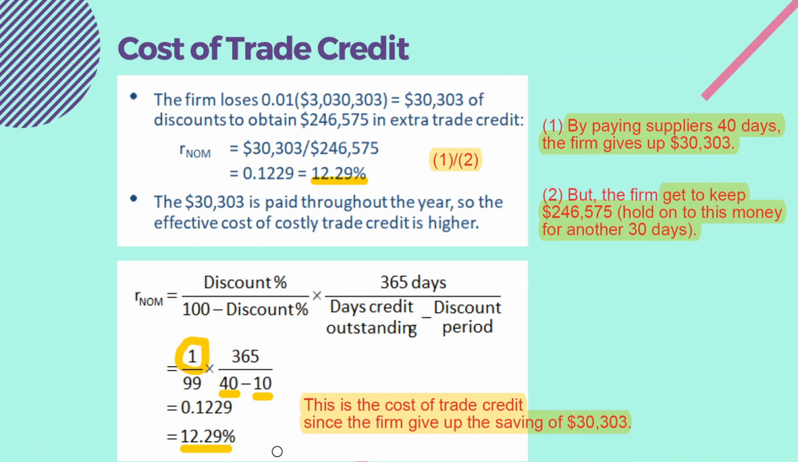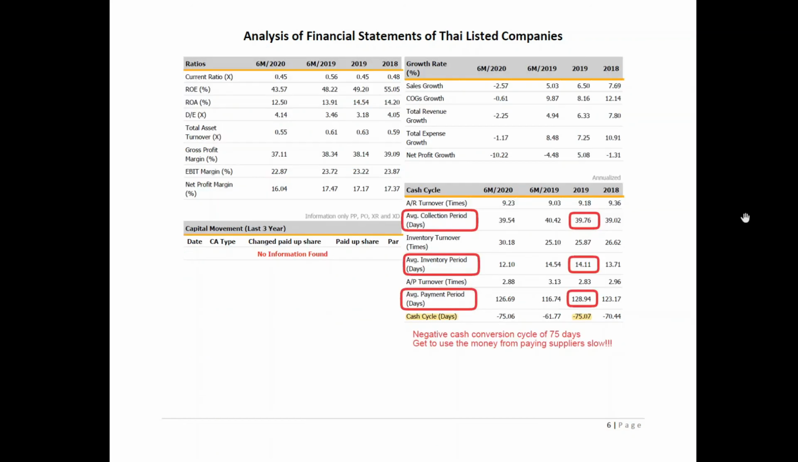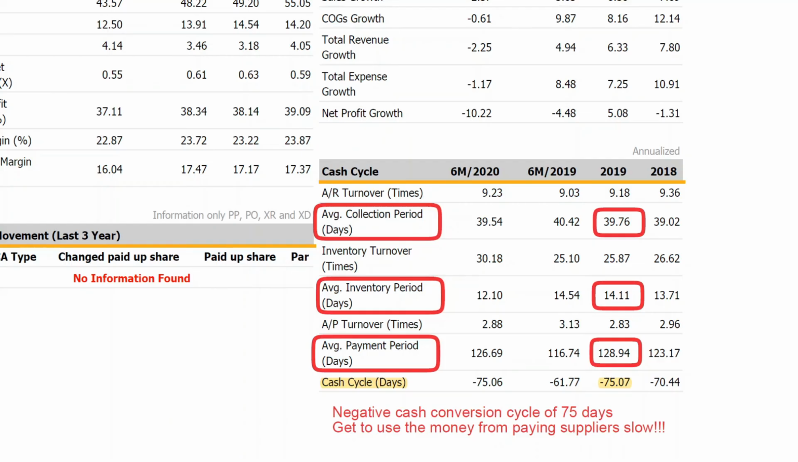So we can calculate using either approach. We now look at an example of a listed company, Advanced Info Service. On the last page of the information of this listed company, we have information on financial ratios and the cash conversion cycle. In this example, we see that it takes about 40 days for the company to collect money from the customers.